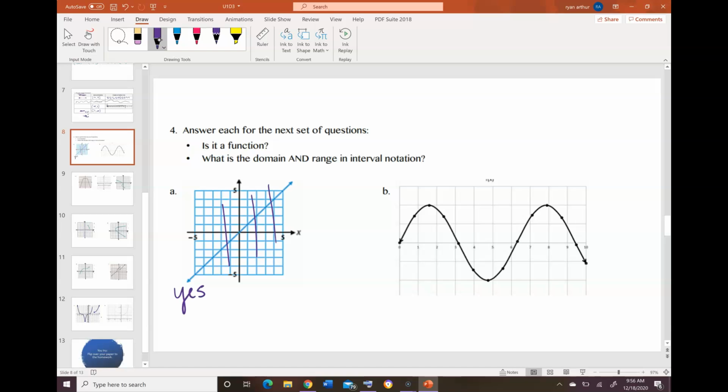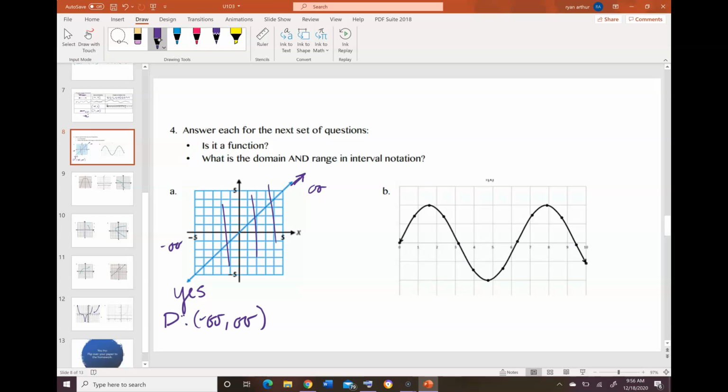The domain. Okay? So domain. How far left is it going? Well, it's going down and to the left. And it's going to keep going to the left. Well, who keeps going to the left? Negative infinity. Okay? And then it's going to go up and to the right, and it's going to keep going to the right. And if it keeps going to the right, that's positive infinity.